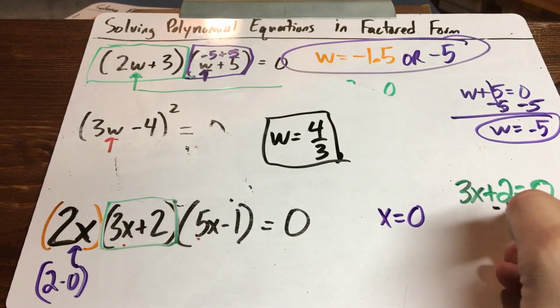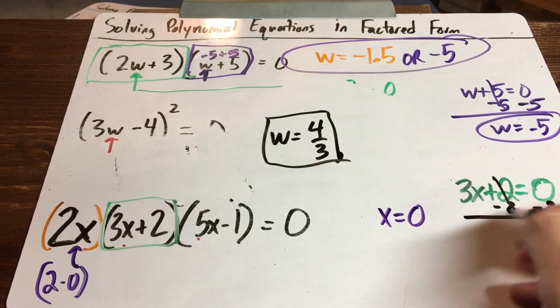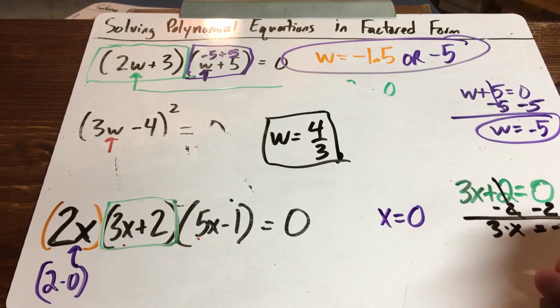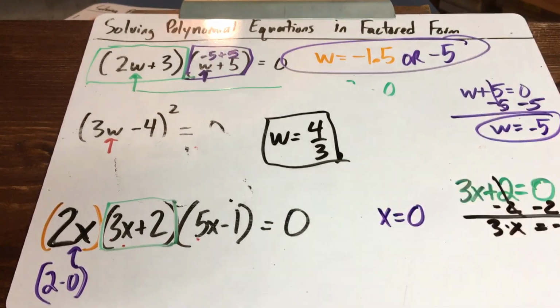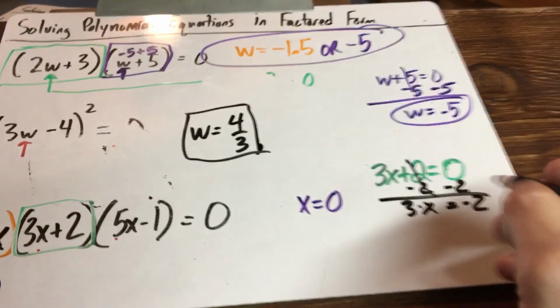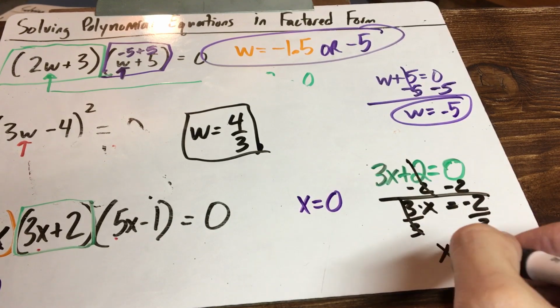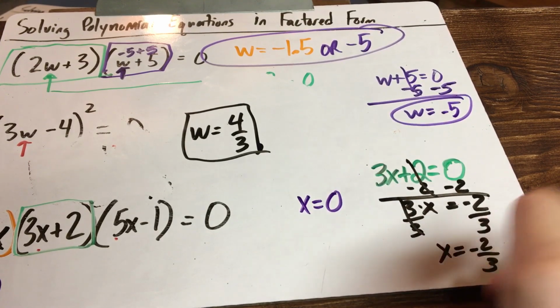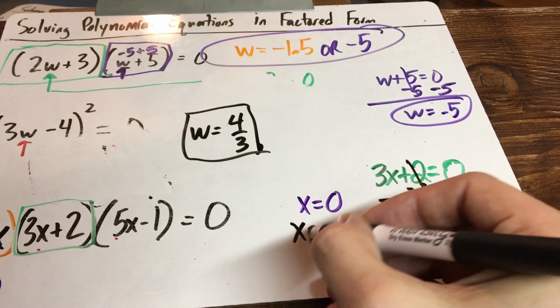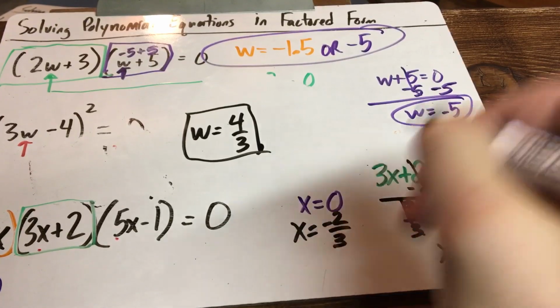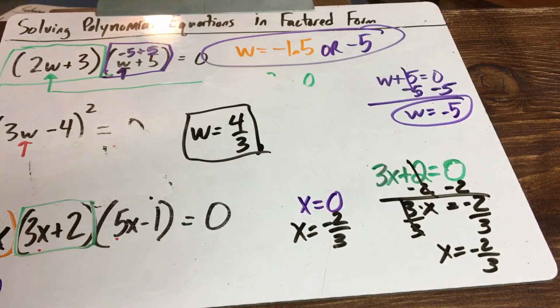I'm going to do inverse operations. Instead of adding 2, I'm going to do subtracting 2. Instead of multiplying by 3, I'm off the screen. Hang on. Instead of multiplying by 3, I'm going to divide by 3. And I'm going to get this, x equals negative 2/3. That's my second answer. I'm going to put it right here underneath my first answer just to kind of keep it organized. And now I'm down to the last one.